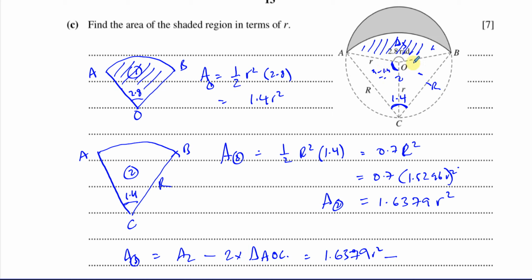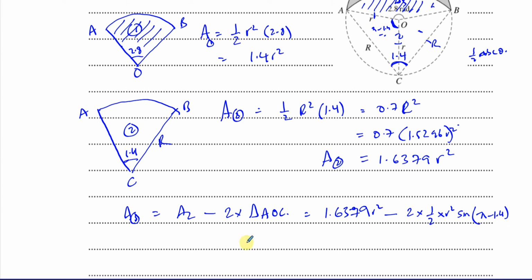The whole thing is 2 pi minus 2.8, divided by 2, pi minus 1.4. So I can use the fact that the area of a triangle is given by half times AB sine C. In this case, we have these two sides and the angle between them. So a half times r times the sine of the angle. So I'm going to have 2 times a half times r squared times the sine of the angle, which is pi minus 1.4. That will give us what I've called area 3.